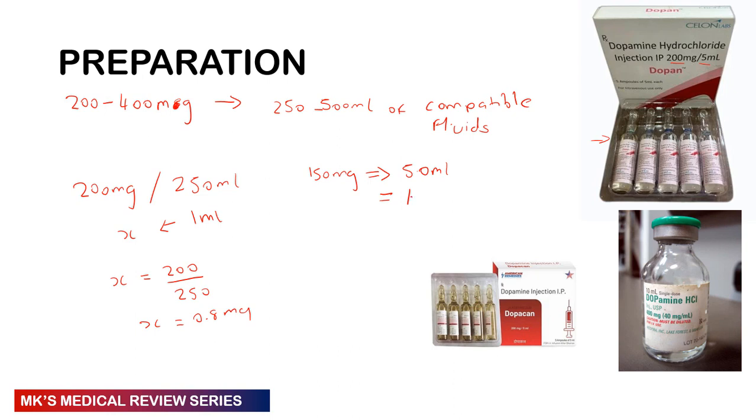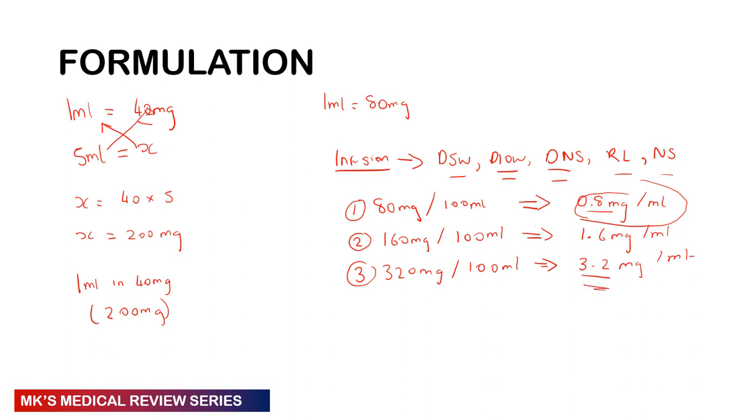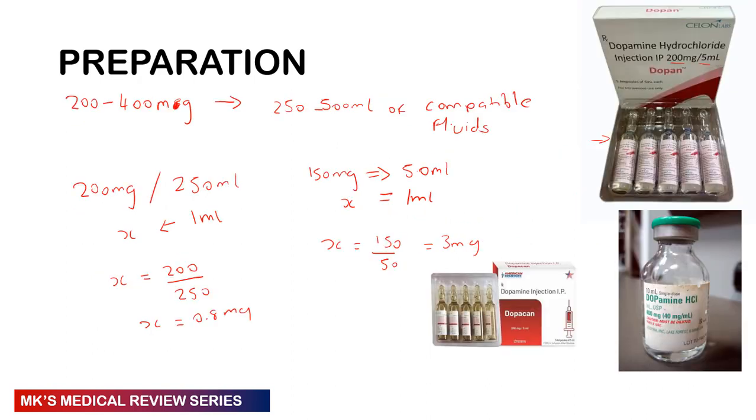So 1 mil will give us X over there. So X multiplied by 50 and 1 multiplied by 150, so our X is going to be equal to 150 divided by 50. Then if you divide 150 by 50, that gives us our higher concentration of 3 milligrams. So this is going to be 3 milligrams per mil. Same thing as what I was talking about here, it is still below this threshold of 3.2. So that's what we use in our setting. Sometimes we can even go as high as 200 milligrams, and then we add it to 50 mils of our compatible solution.